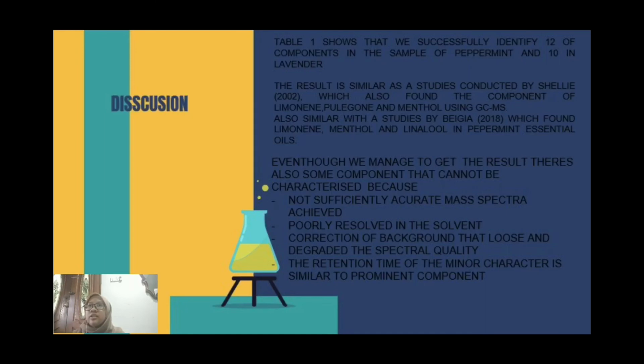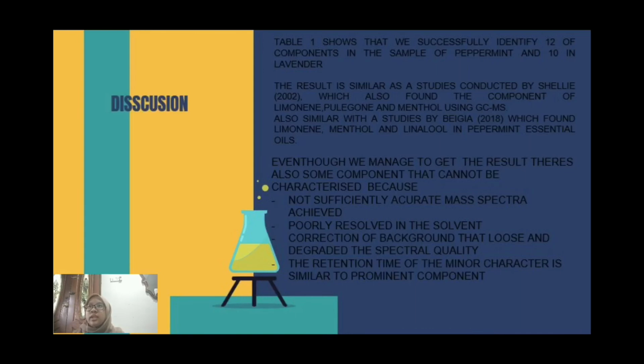The result is also similar to the study conducted by Shelley in 2002, which also found the components limonene, pulegone and menthol using gas chromatography mass spectrometry. It is also similar to the study conducted by Beja in 2008, which also found limonene, menthol and linalool in peppermint essential oil.